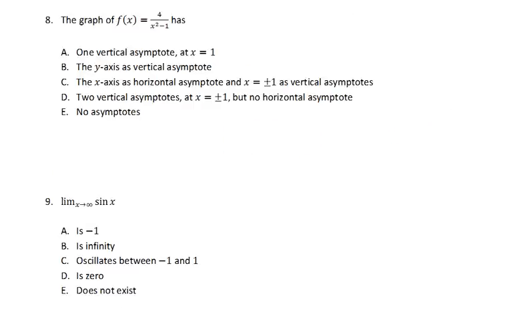I'll scroll down. In question number 8, we're told that the graph of f of x is 4 over x squared minus 1, and we're asked about vertical and horizontal asymptotes. By factoring x squared minus 1 in the denominator, we get that 4 over x squared minus 1 is equal to 4 over x plus 1 times x minus 1. Since neither of those factors in the denominator can be cancelled, there have to be vertical asymptotes at x equals negative 1 and x equals 1.